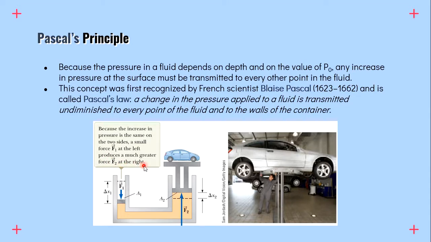So remember the formula for pressure. Pressure is equal to force over area. If the pressure on the right is equal to the pressure on the left, therefore F1 over A1 is equal to F2 over A2. They have the same amount of pressure. So therefore, a smaller area and a smaller force can produce a bigger force at a bigger area.